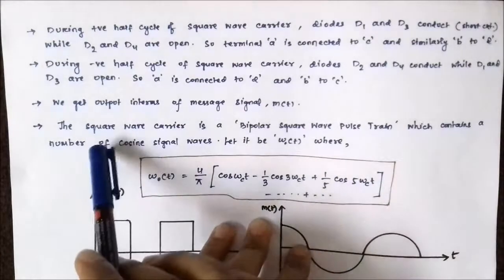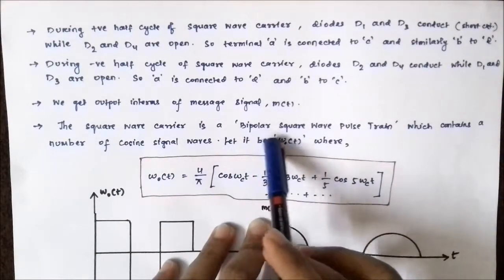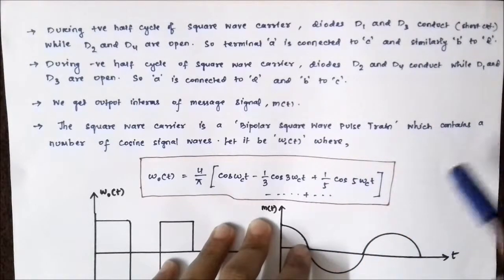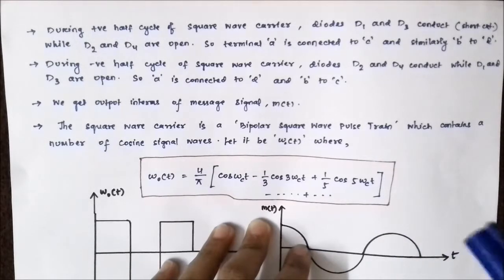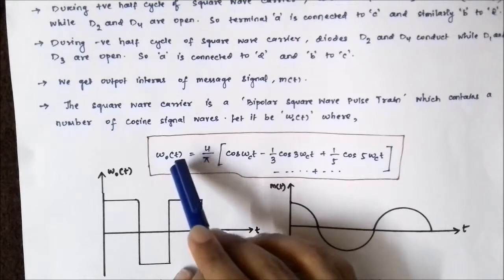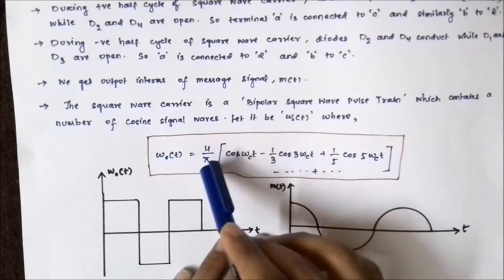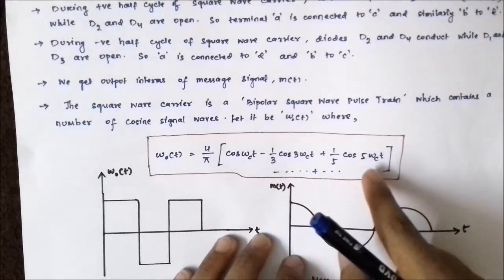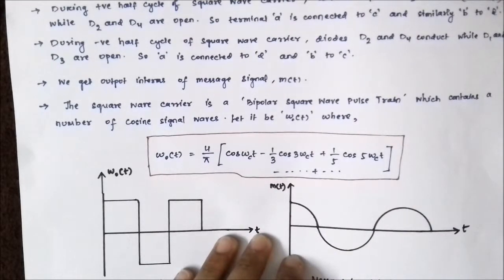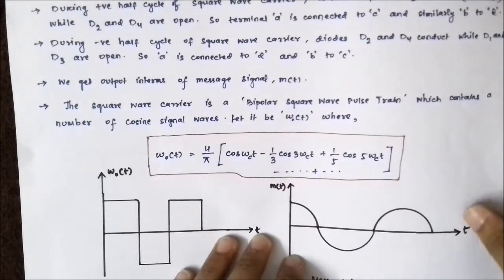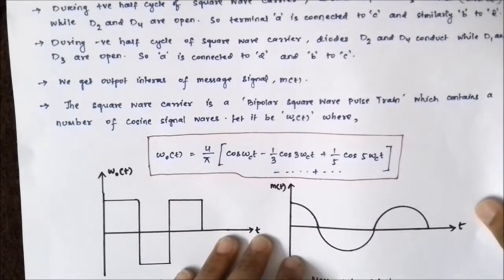Now, as I said, the carrier signal which is used is actually a bipolar square wave pulse train, which is a series of cosine signal waves and is expressed in terms of Fourier series expansion. The bipolar square wave pulse train is given by 4 by pi [cos omega ct minus 1 by 3 cos 3 omega ct plus 1 by 5 cos 5 omega ct], and so on. This is the bipolar square wave carrier signal which is applied as a center tapped connection to the transformers.